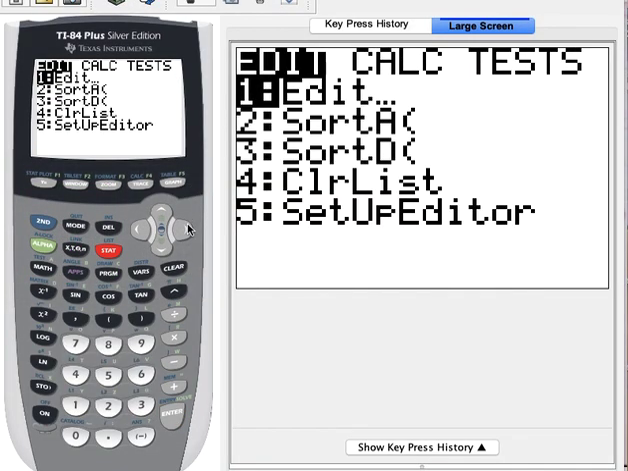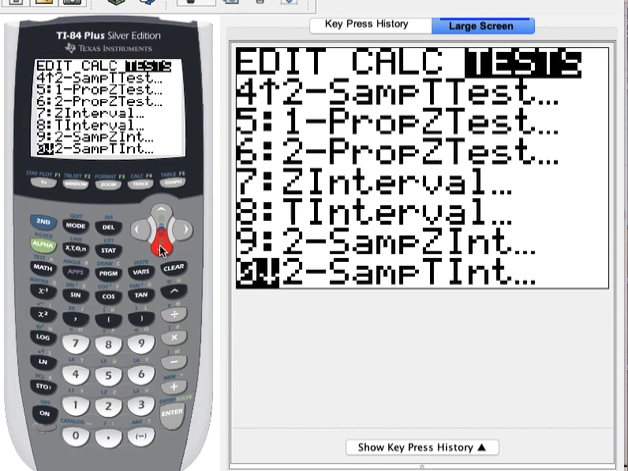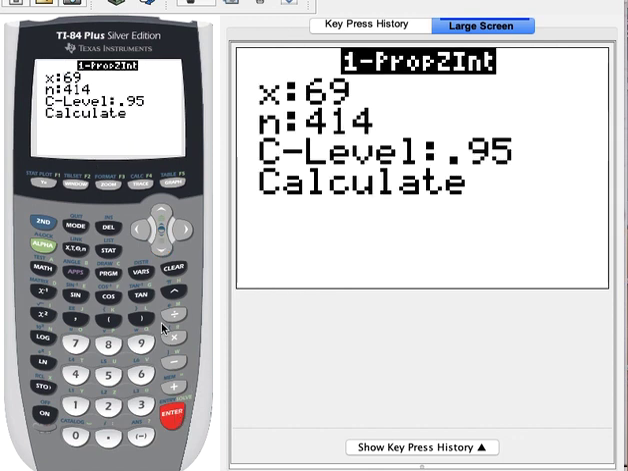So if I go to Stat, Tests, and I want to build a 1 proportion Z interval, right there, make sure it says 1 proportion Z interval. We're working with proportions. I'll press enter. I'm going to use the same number of successes of 69. I'm going to use the same sample size, but I'm going to change the level of confidence to 90%.